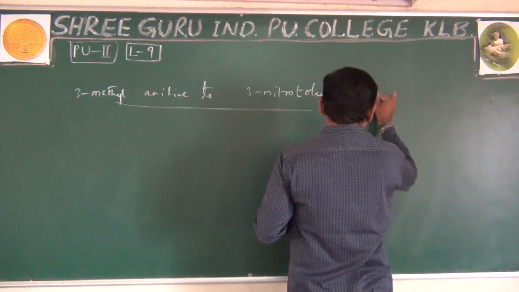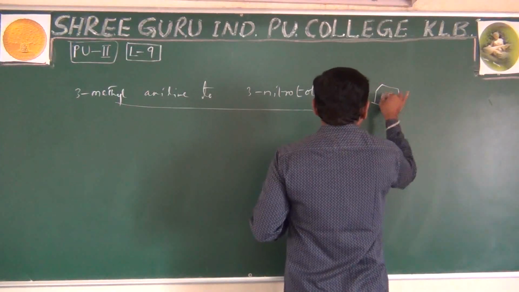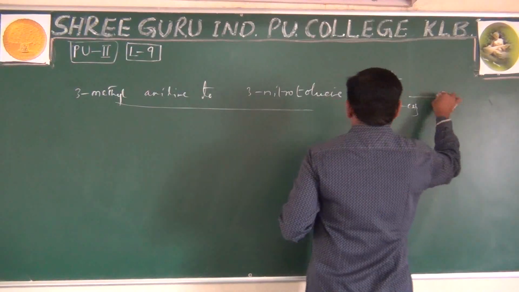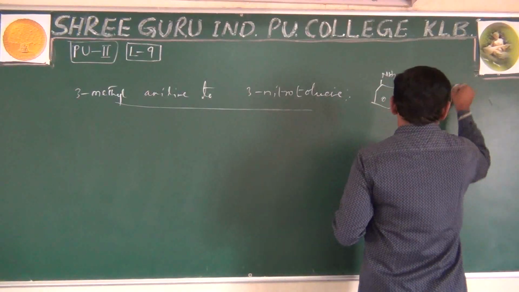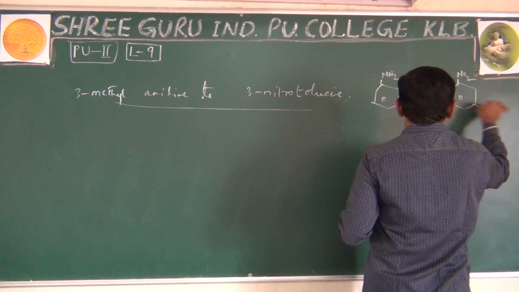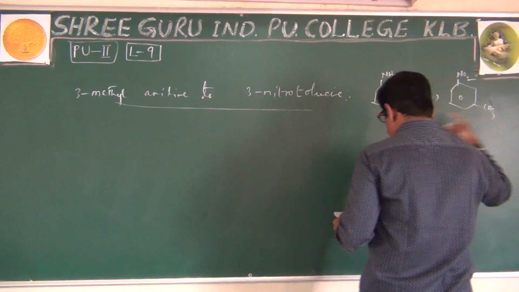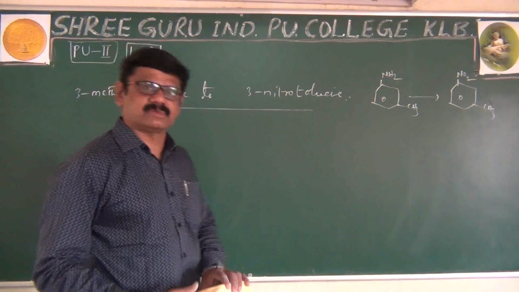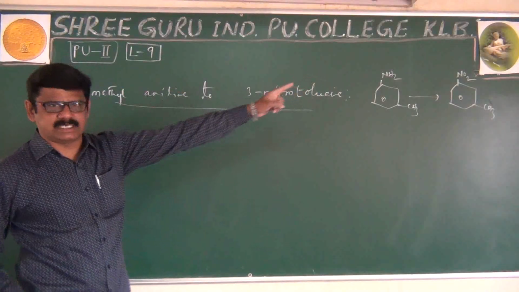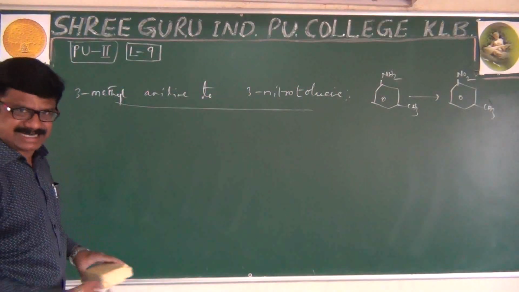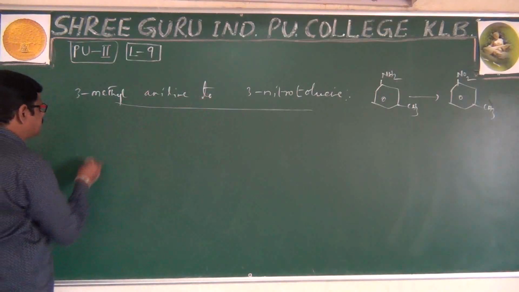3-methyl aniline, or meta-methyl aniline, is converted to 3-nitrotoluene. This means the methyl group is not changing; the methyl group should not be disturbed. It is very simple. How it is converted is already familiar to you because we have learned many reactions of that type. We will copy it here.